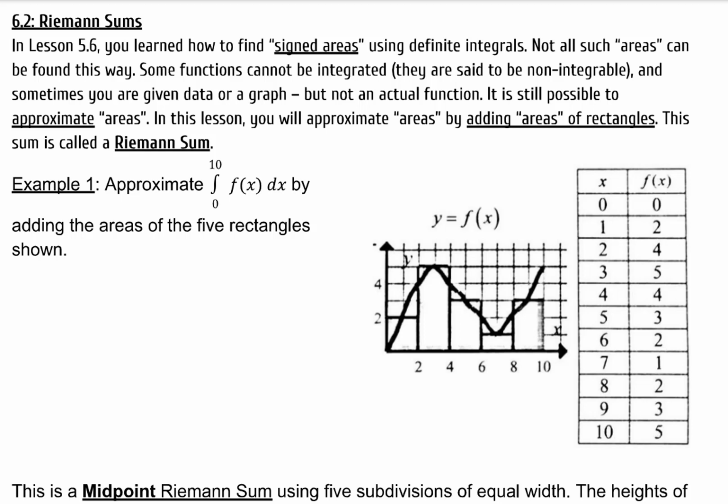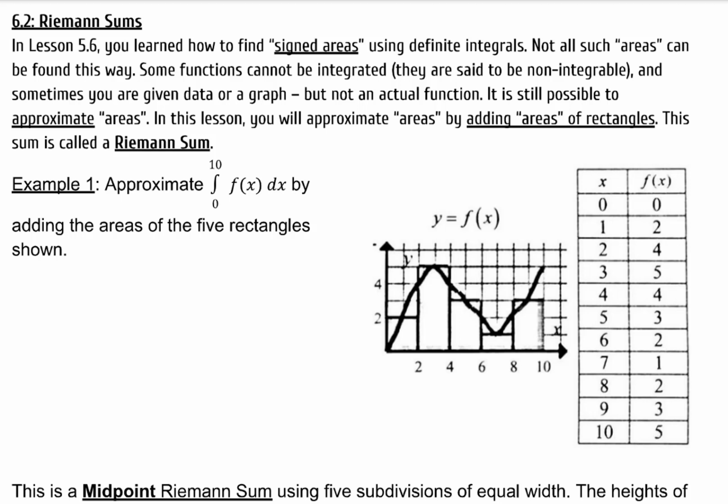In lesson 5.6, you learned how to find signed areas using definite integrals. Not all such areas can be found this way. Some functions cannot be integrated. They are said to be non-integrable, and sometimes you are given data or a graph but not an actual function. It is still possible to approximate areas.